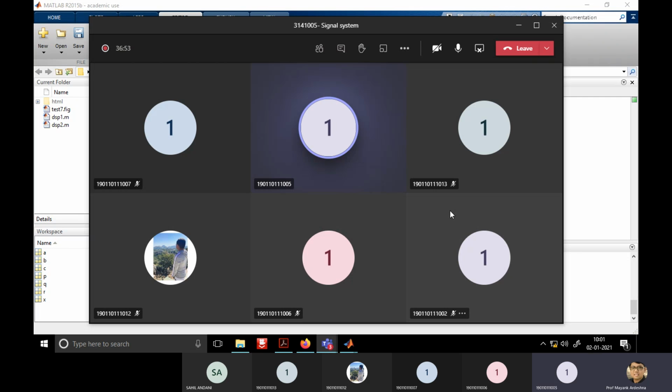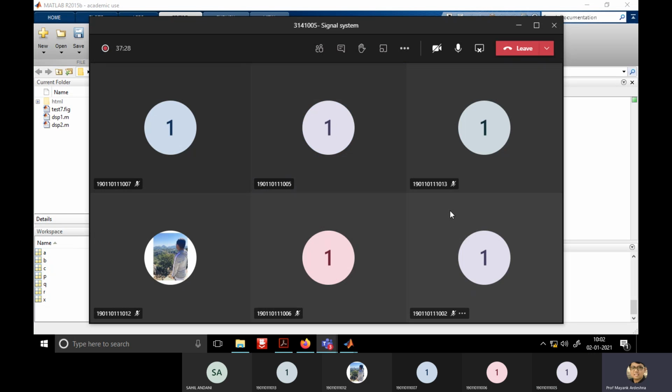Sir, can you provide the MATLAB link? Dear, MATLAB is a licensed version. If you are interested, you can go to the MATLAB software website and find the academic license. I think you may get a 30-day trial, so it's freely available. You can use this software for 30 days, so it's sufficient.